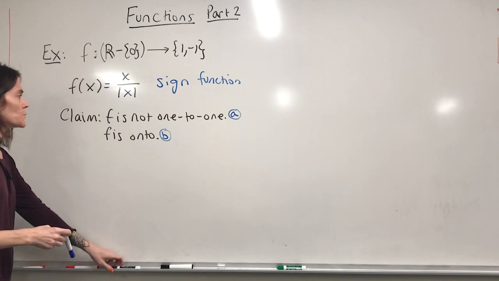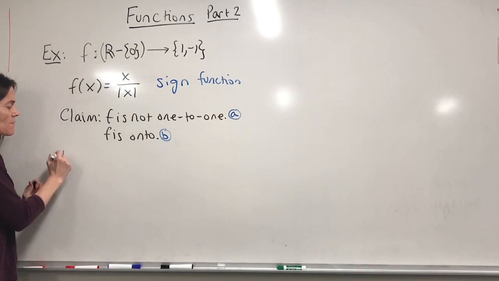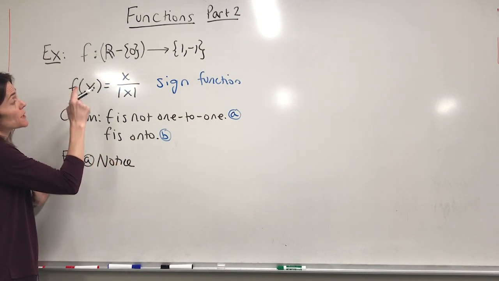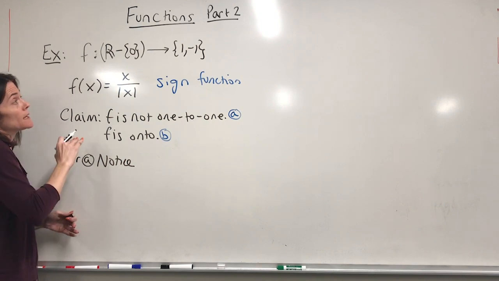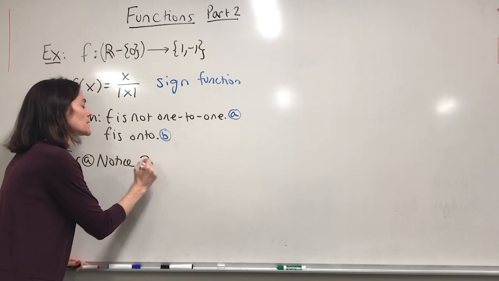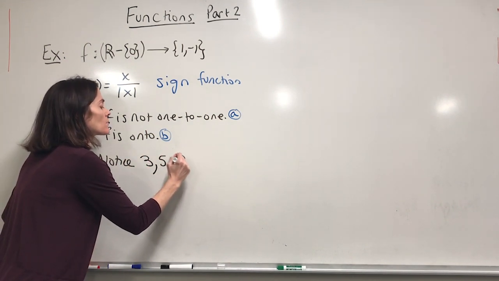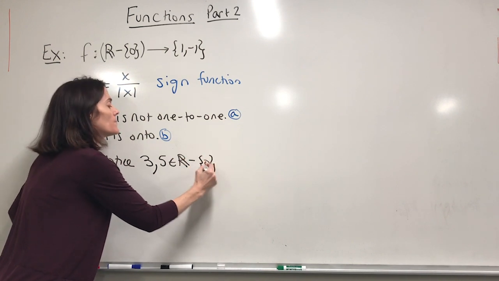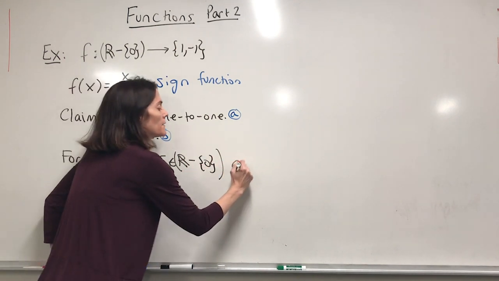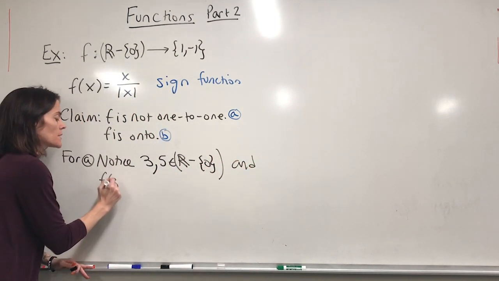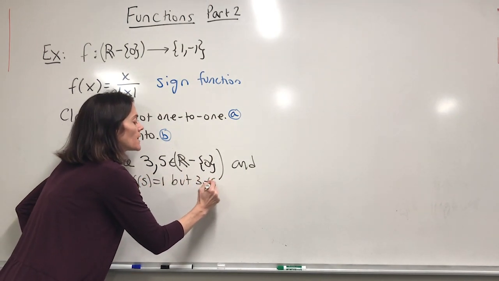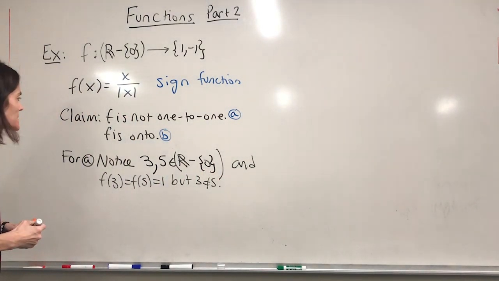For f not being 1-to-1, we can just notice we need to find two real numbers that are not 0 that have the same sign, they're both positive or they're both negative. So we can just say, notice 3 and 5 are in R minus 0, and if we take f of 3, this equals f of 5, which equals 1. But 3 is not equal to 5. Not 1-to-1.